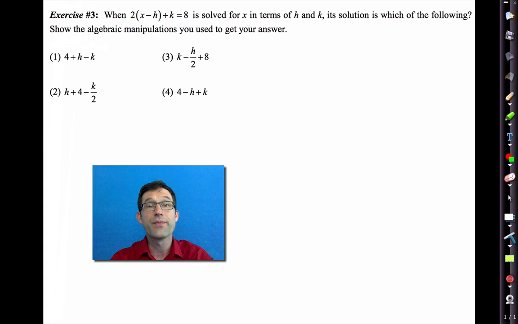Here's what I'd like you to do. At this point, some of you know exactly what's going on. If that's the case, or even if you're a little bit unsure of what's going on, I'd like you to pause the video and play around with this. See what you can do. Remember, keep your eye on the ball. You're solving for x. Okay? Pause the video now.